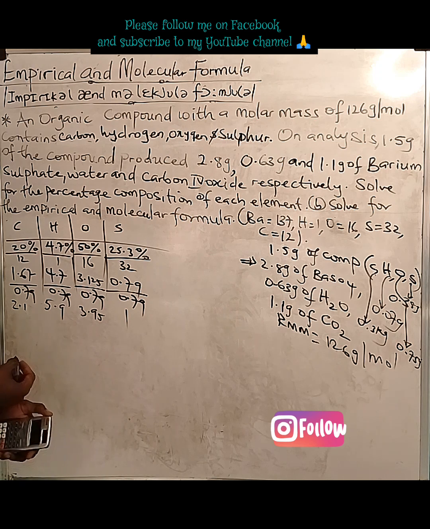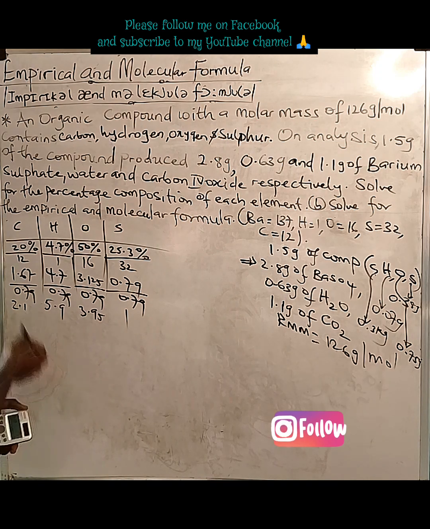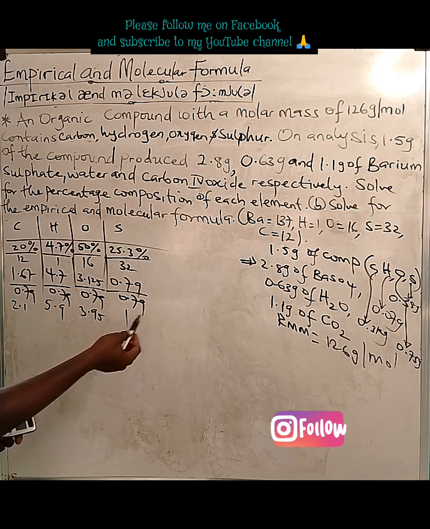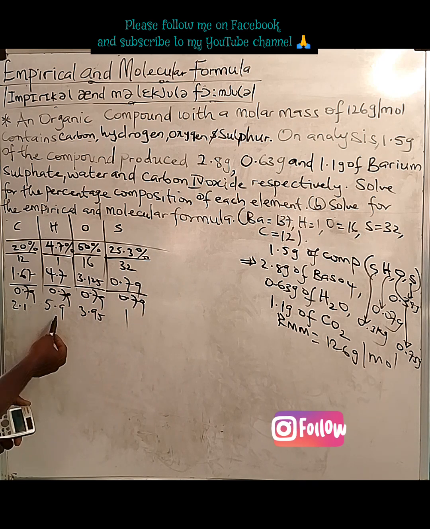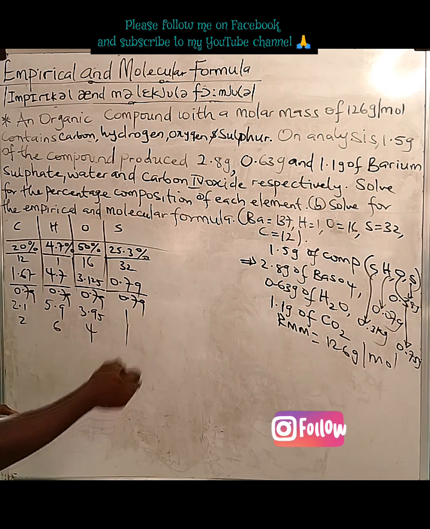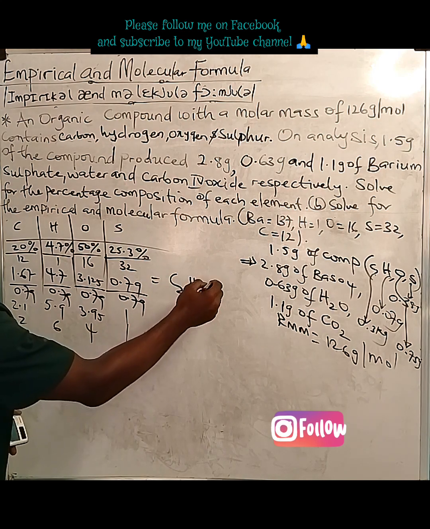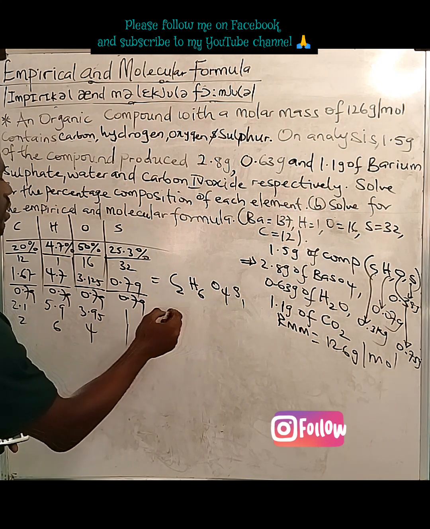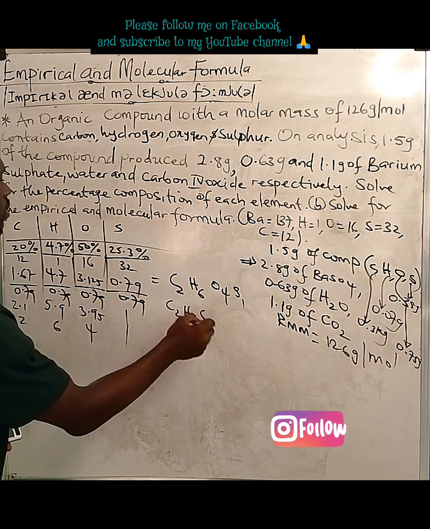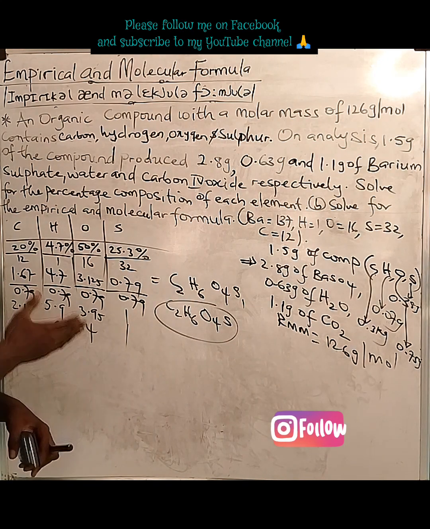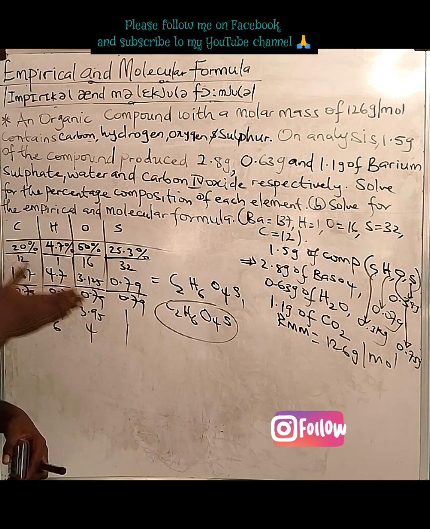So what do we do here? The next thing we're going to do now is approximate. Don't forget we got the mole of each of them first, and then we used the least mole to divide all through. So we have 2.1, 5.9, 3.9, and if we approximate, this is 2, this is 6, this is 4, this is 1. So what do we have? C2H6O4S1. C2H6O4S. This is the empirical formula.